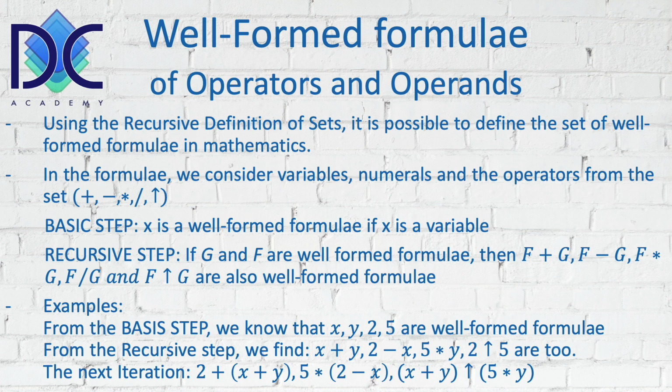And we can have some examples. For example, we have the variables x and y and the constants 2 and 5. Basically, they are well-formed formulae. And from the recursive step, we can say that x plus y, 2 minus x, 5 times y to the power of 5 are well-formed formulae too. That's the first iteration. And for the next iteration, we can say 2 plus x plus y, 5 times 2 minus x. So we build a new step based on the previously defined well-formed formulae.